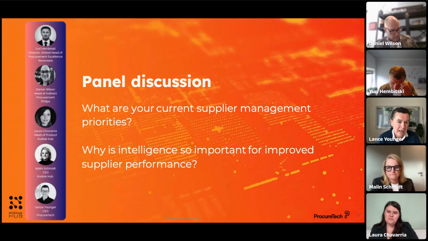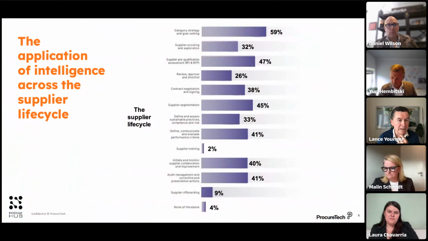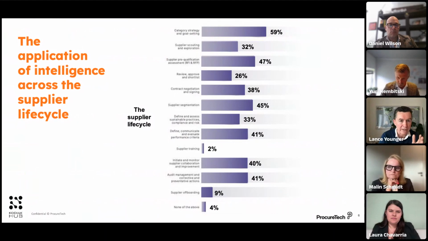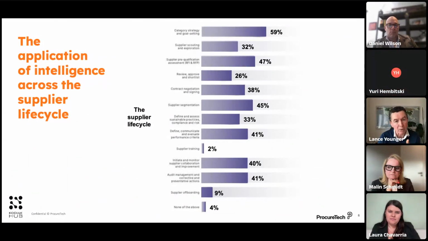What I'm going to flip to now is a bit more of the research that we took over the last couple of weeks, and take a look at the end-to-end supplier life cycle. So what you see from top to bottom here is the supplier management life cycle. It goes from the top of the cycle, from category strategy, all the way through to sourcing and supplier offboarding. And when we asked the respondents where they apply intelligence and data the most, what was quite positive is that the responses we got from over 100 different people were fairly representative of what we'd have expected.